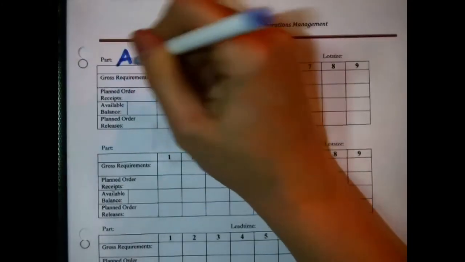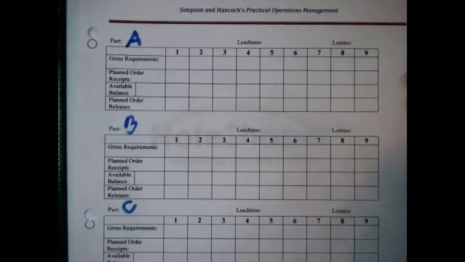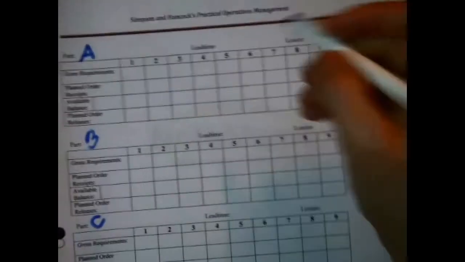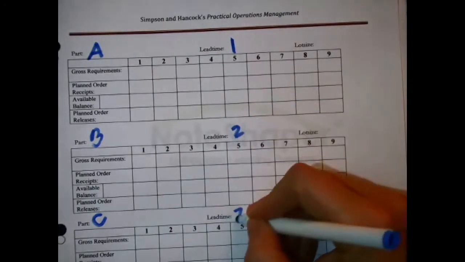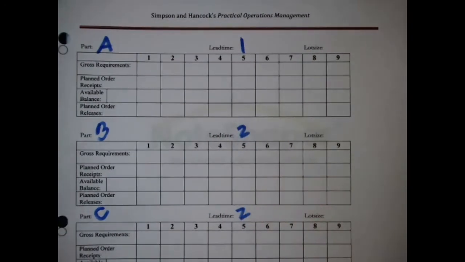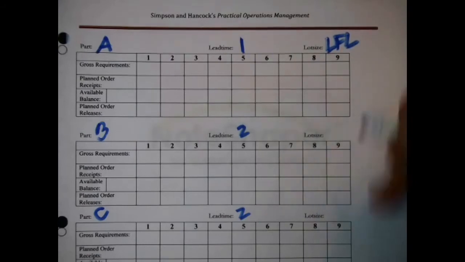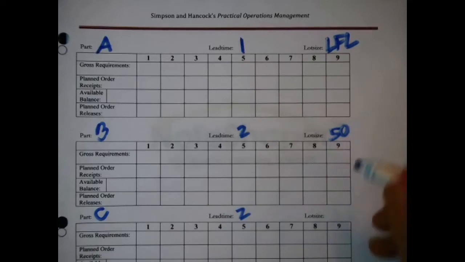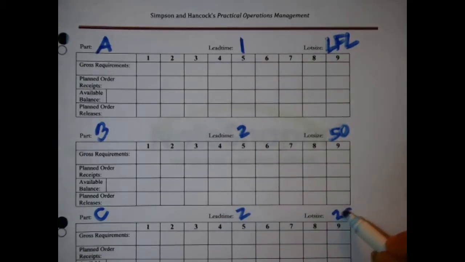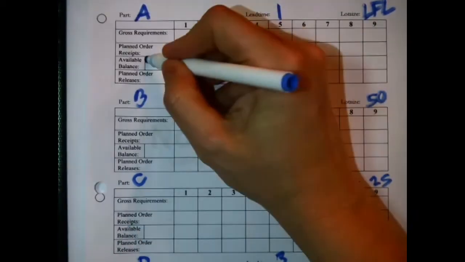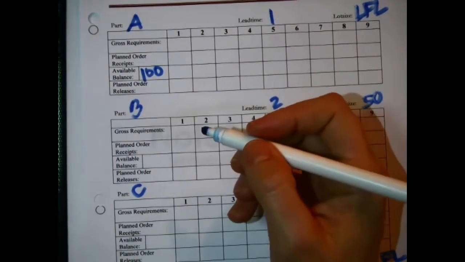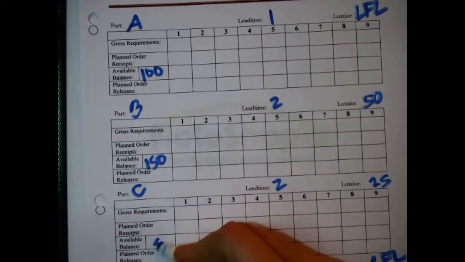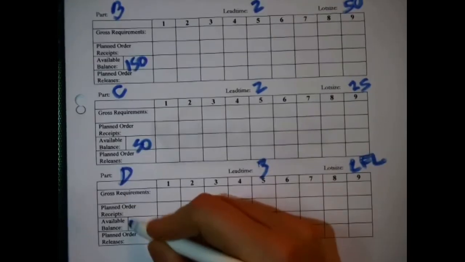The first thing we do is get set up. Fresh sheet. It's the same data, so 1, 2, 2, 3 is the lead time. It was lot for lot here, and it was lot for lot at the bottom. And B has a lot size of 50, and C has a lot size of 25. That's all the same information. A started with a balance of 100, B with 150, C with 50, and D with 150. See, none of that changed.